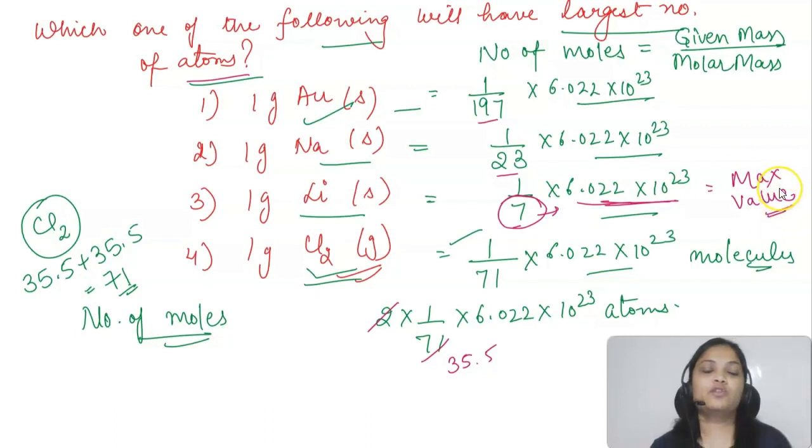Alright. So we have to find out the largest number of atoms. Of course, the largest number of atoms will come in the third option. So the answer is 1 gram lithium. See, I saved all your calculation time in this case. So you have to keep these things in mind.